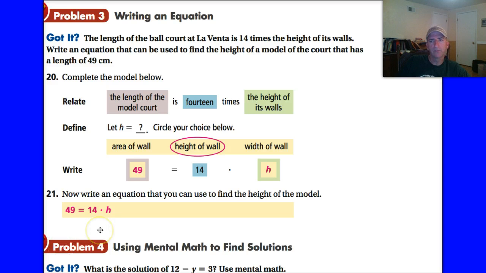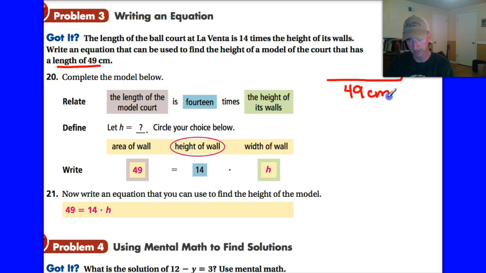Rolling on to page 3, we are booking it, people. The length of a ball court. Okay, this is an interesting one right here. The length of a ball court is 14 times the height of its walls. Write an equation that can be used to find the height of the model of the court that has a length of 49 centimeters. Okay, so we have this. This is the height, and they told us that the length of this court is 49 centimeters. Would you please draw that in your notes?